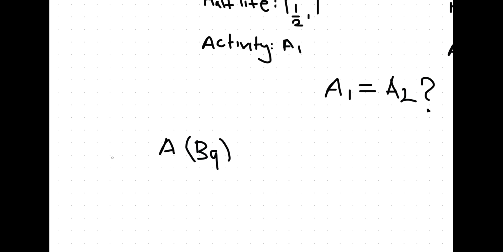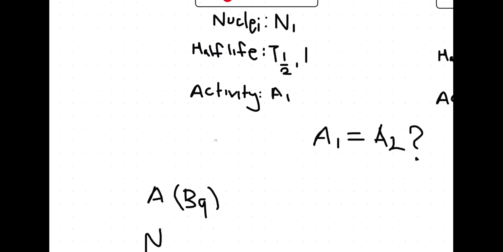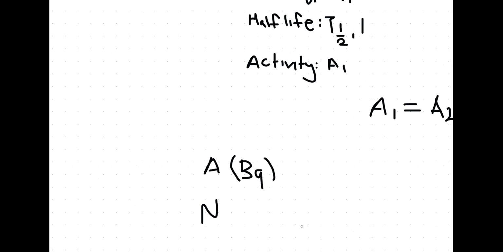And then next we have N. N is the number of nuclei. So this is simply the count of radioactive atom cores in our sample. And since it's just a count, it doesn't have SI units, so it's dimensionless. So none.